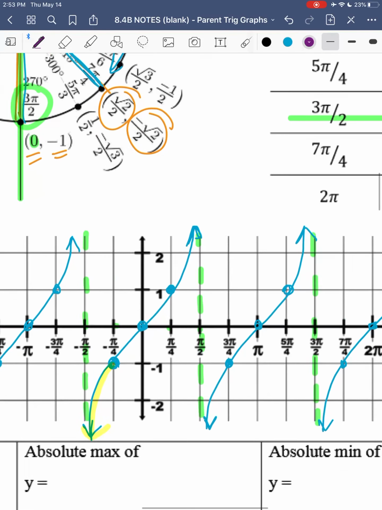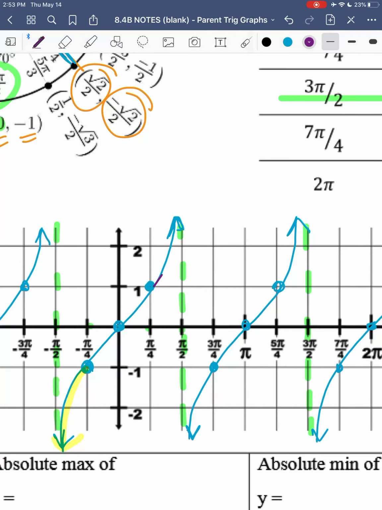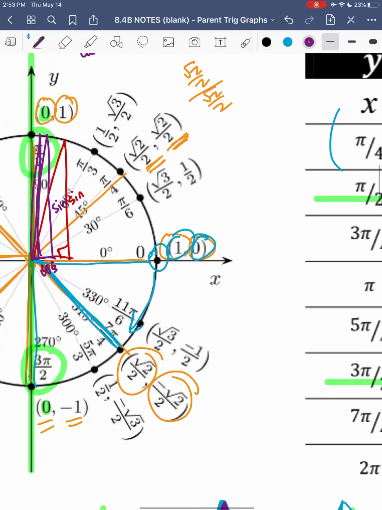So as we're getting close to pi halves on our graph, here's pi halves, the value is just getting big, big, big, really, really big. But when we actually get to 0 on the bottom, we can't deal with that. 0 on the bottom. And so that's how we get that vertical asymptote.